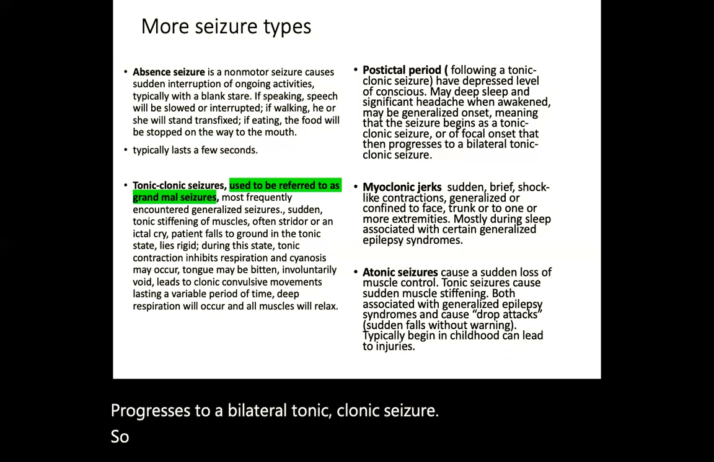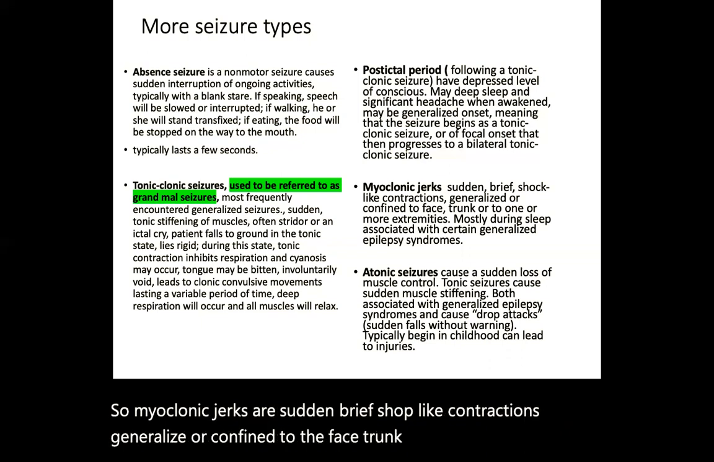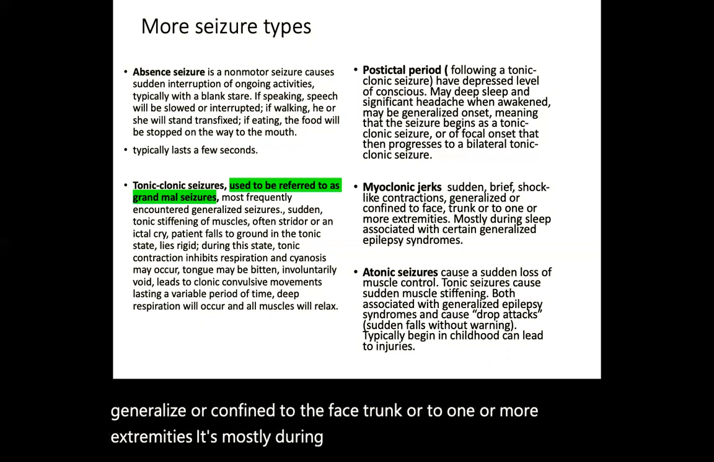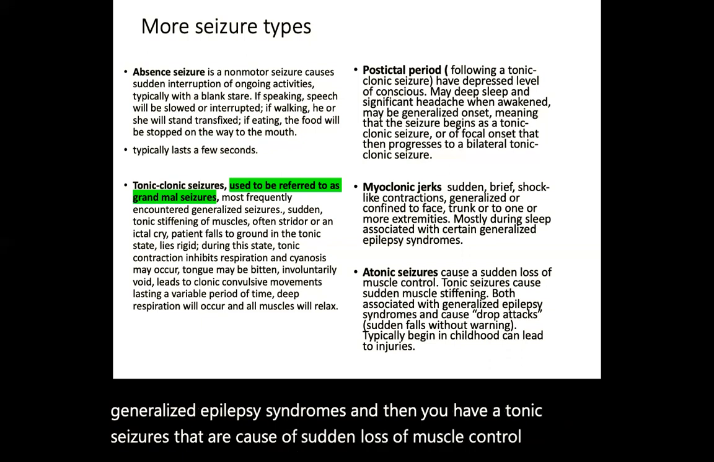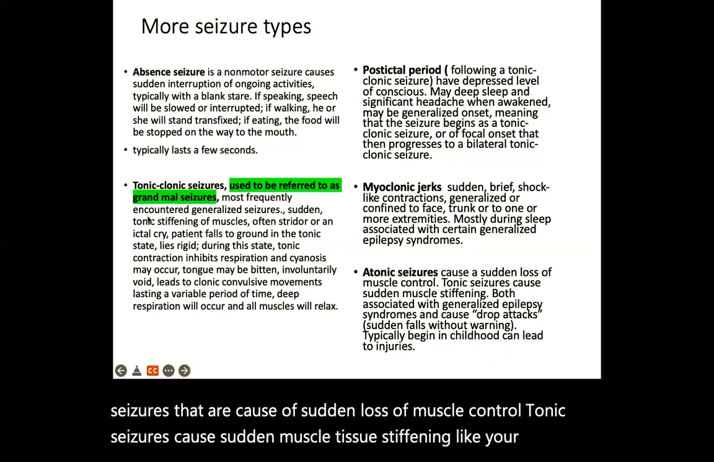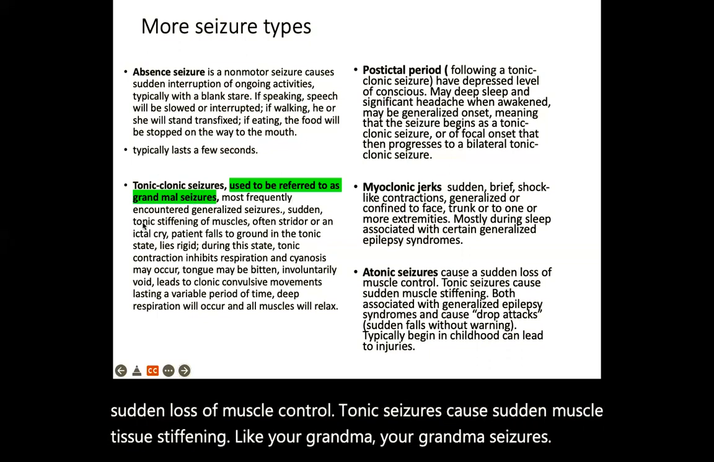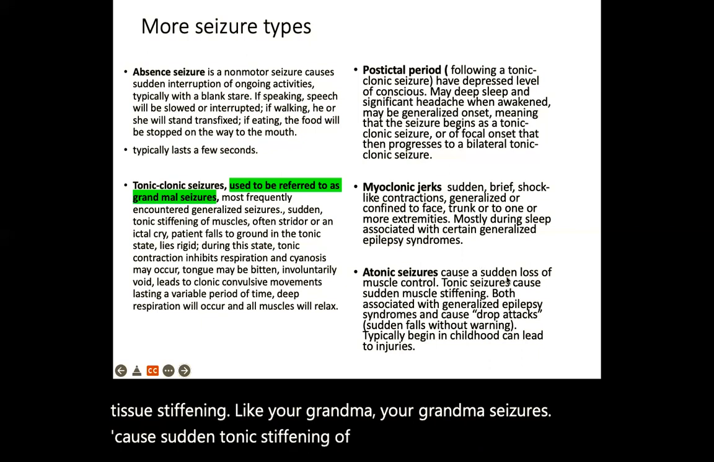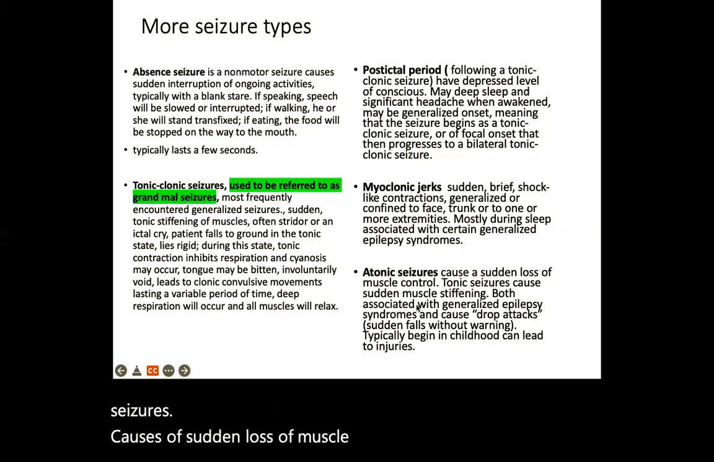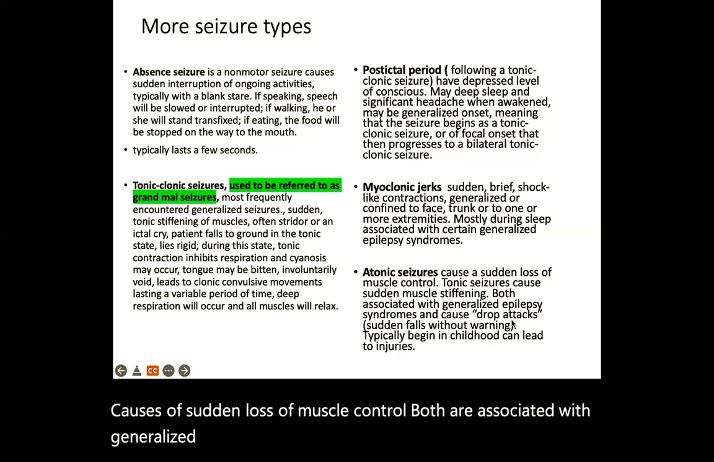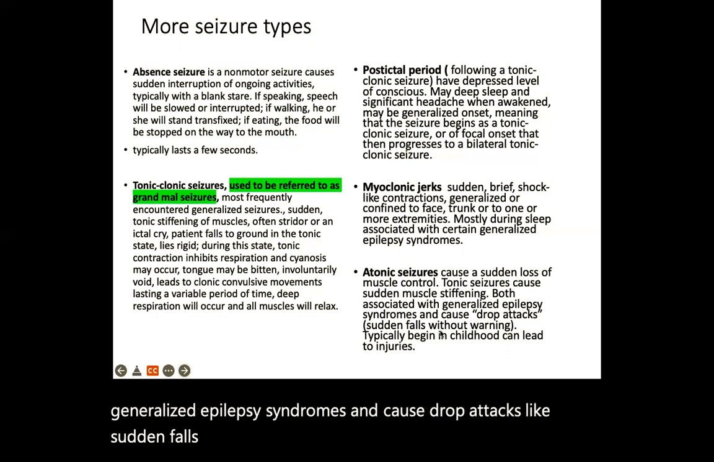Myoclonic jerks are sudden, brief, shock-like contractions, generalized or confined to the face, trunk, or to one or more extremities. It's mostly during sleep, associated with certain generalized epilepsy syndromes. And then you have atonic seizures that are caused by sudden loss of muscle control. Tonic seizures cause sudden muscle stiffening, like your grand mal. Your grand mal seizures cause sudden tonic stiffening of muscles, versus your atonic seizures, which cause a sudden loss of muscle control. Both are associated with generalized epilepsy syndromes and cause drop attacks, like sudden falls without warning. They typically begin in childhood and can lead to injuries.